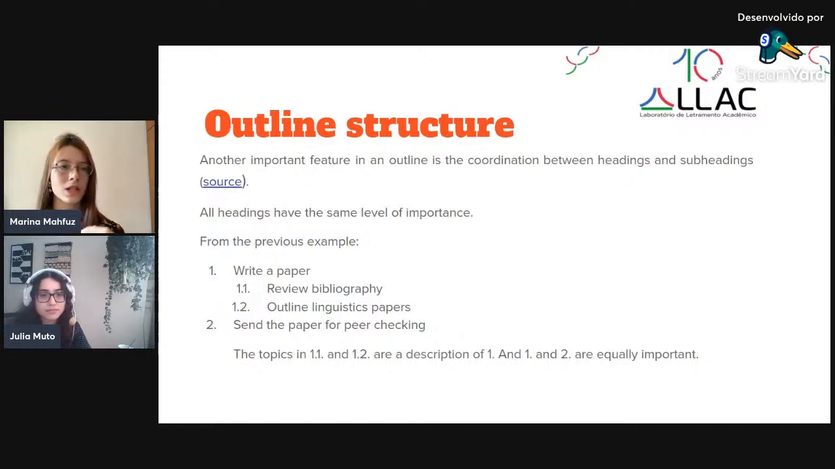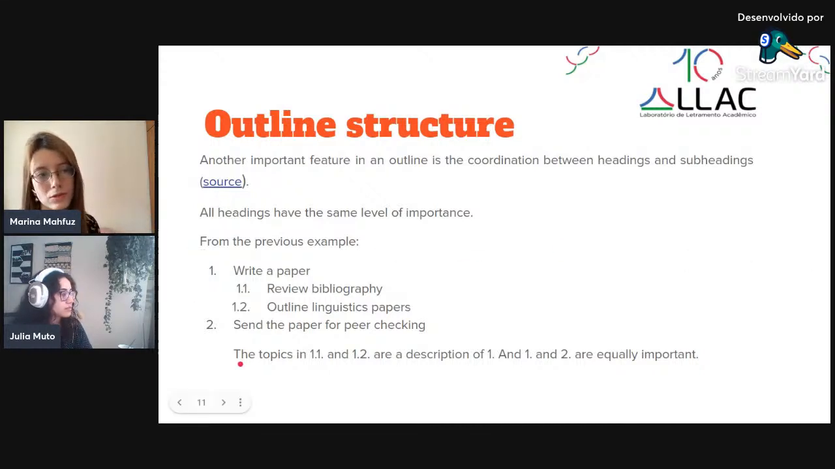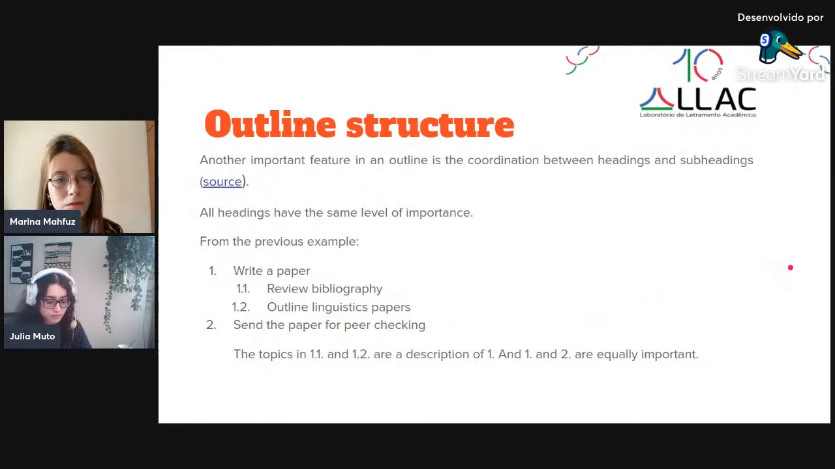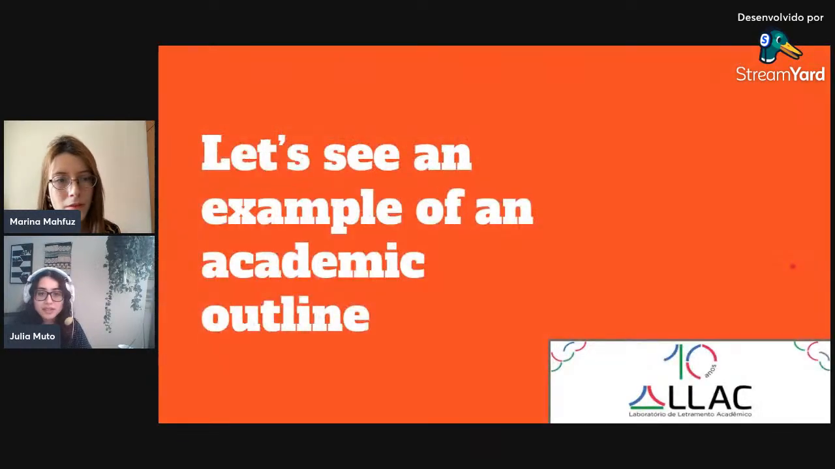You know, so it's a way to see coordination in an outline. See how it's more organized. It's more organized than the regular fichamento. Yes. Okay, now let's see an example.